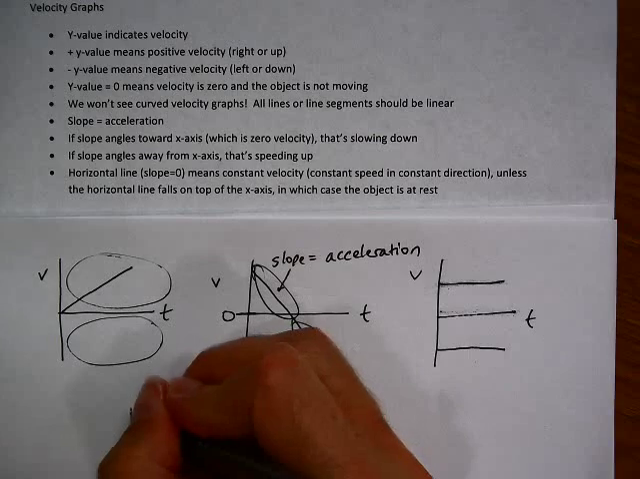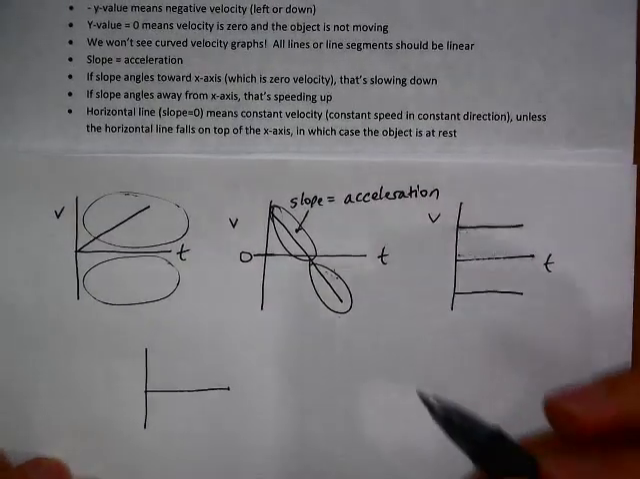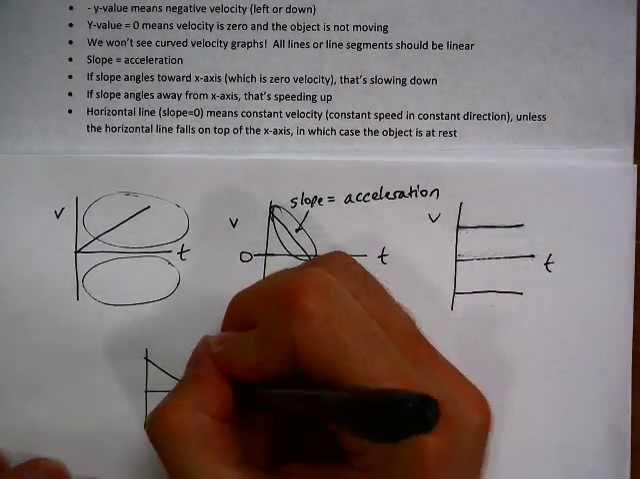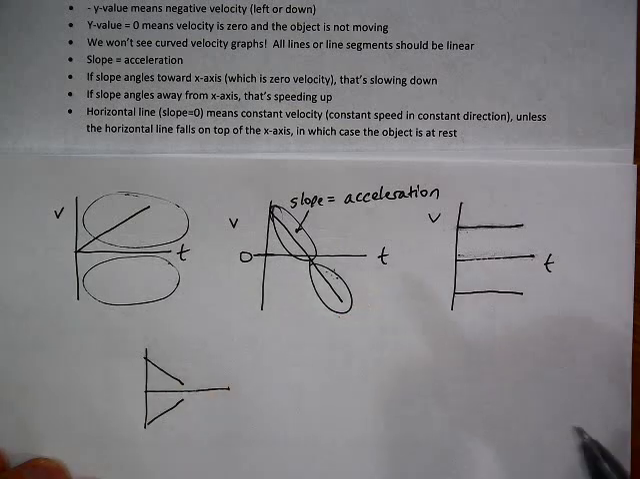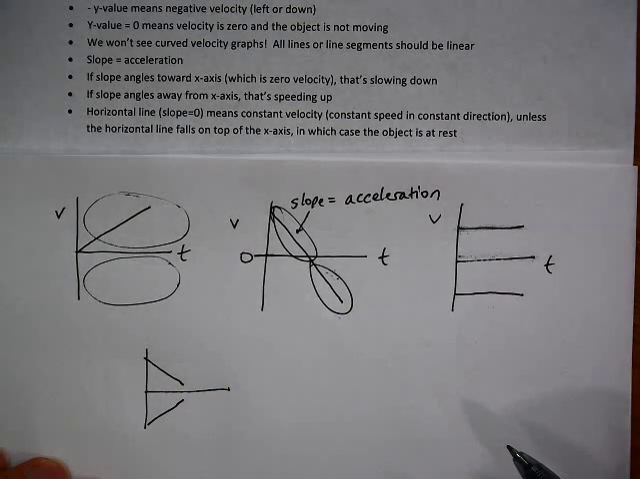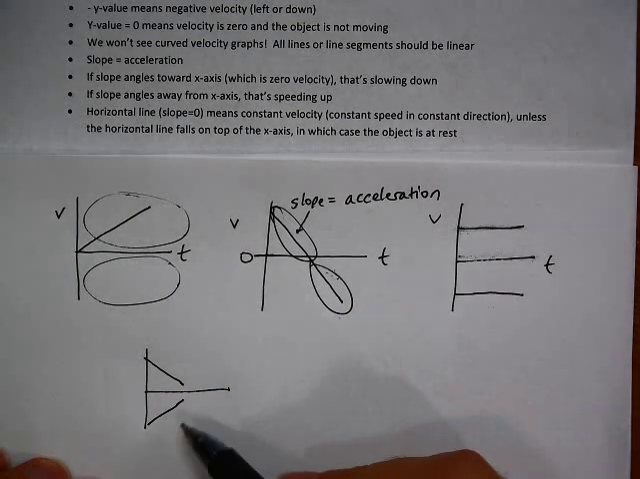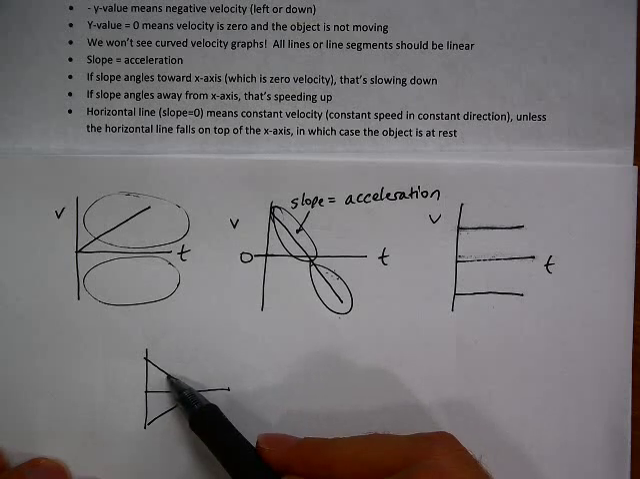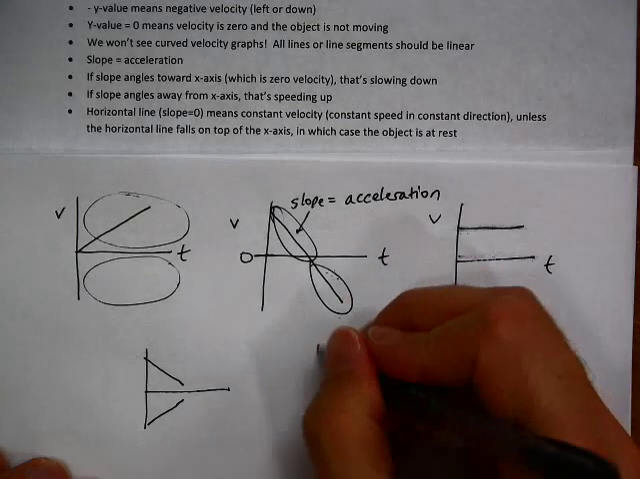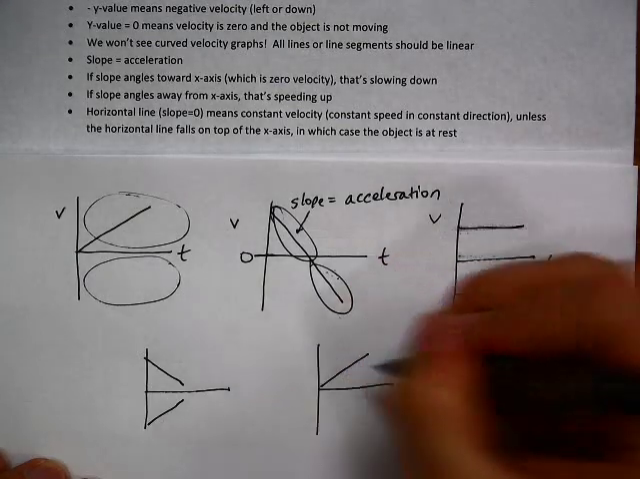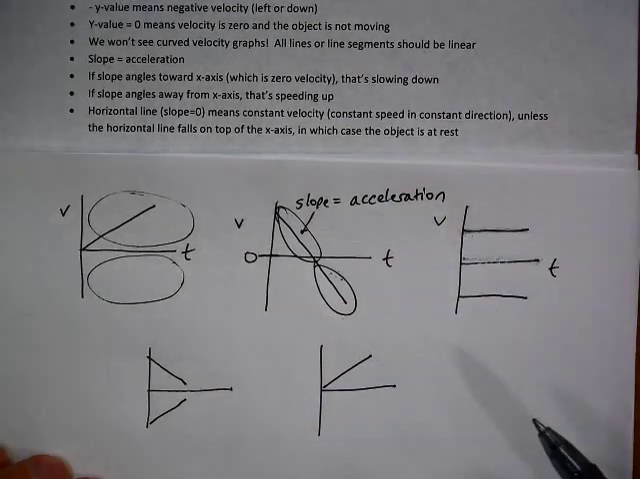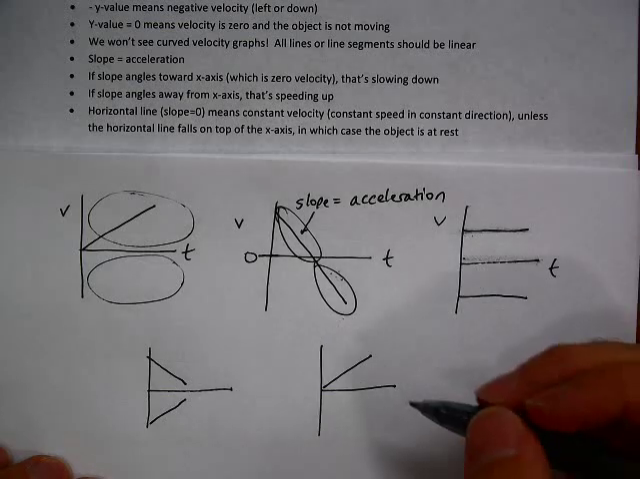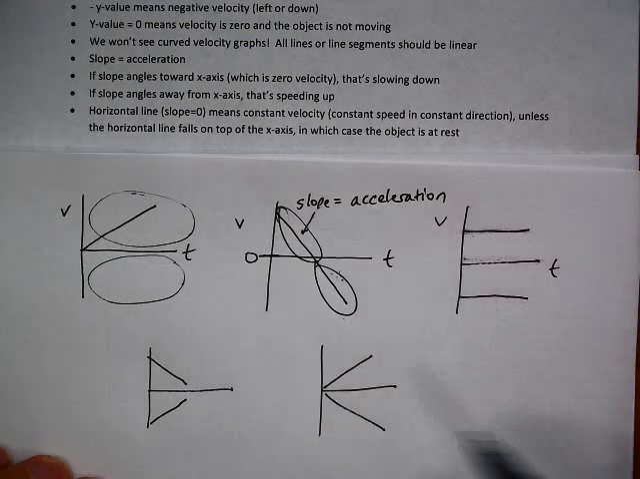So this is slowing down, and so is this. Both of those are slowing down. This is slowing down, moving in the negative direction. This is slowing down, moving in the positive direction. This is speeding up in the positive direction. You can probably guess. That is speeding up in the negative direction.